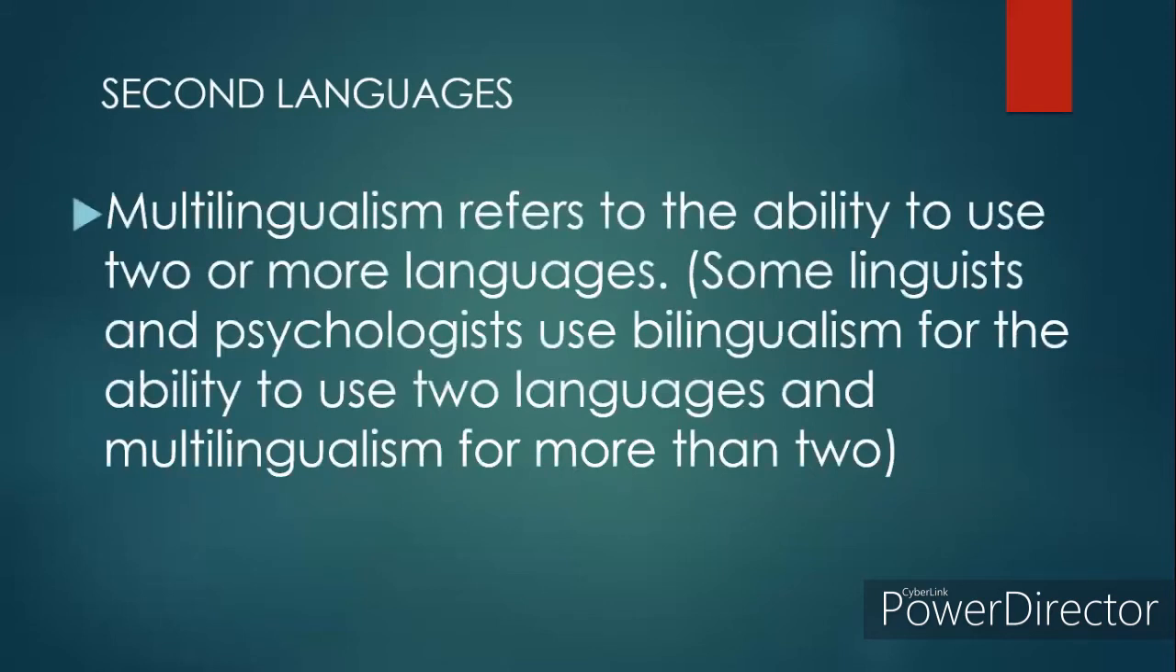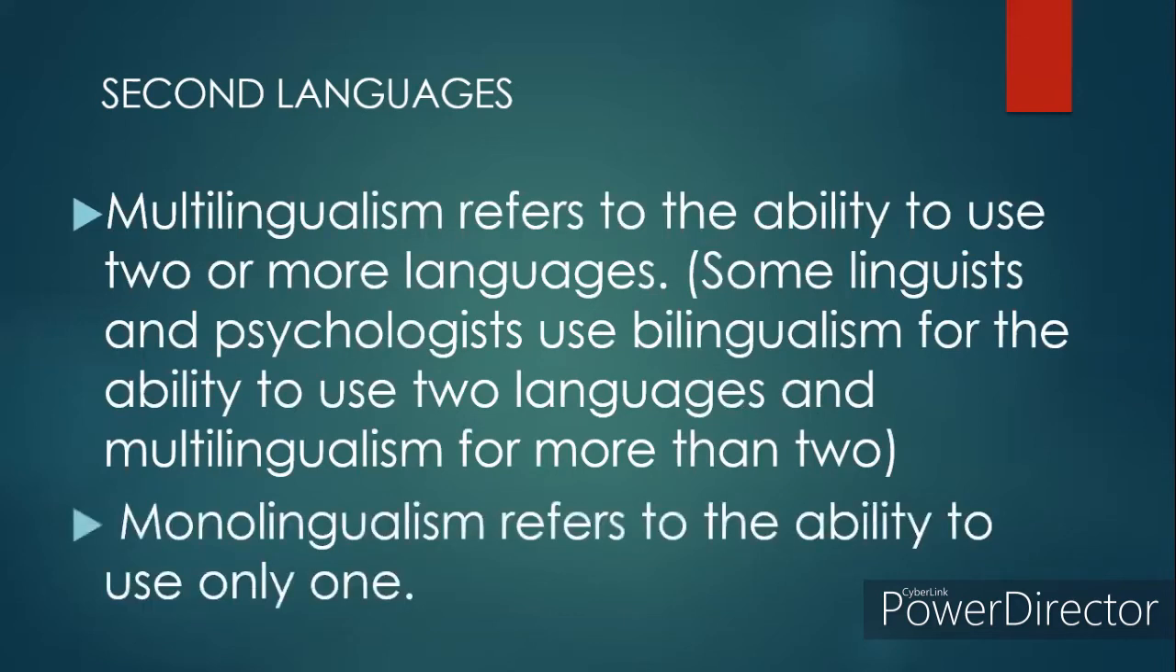Multilingualism refers to the ability to use two or more languages. Some linguists and psychologists use bilingualism for the ability to use two languages and multilingualism for more than two. But for the purpose of studying acquisition in this subject, second language acquisition, we will have to make use of multilingualism. Okay, monolingualism refers to the ability to use only one language.